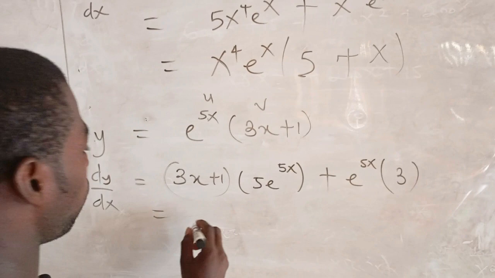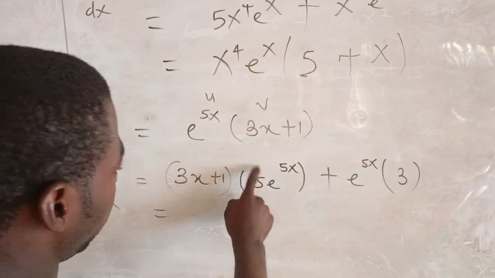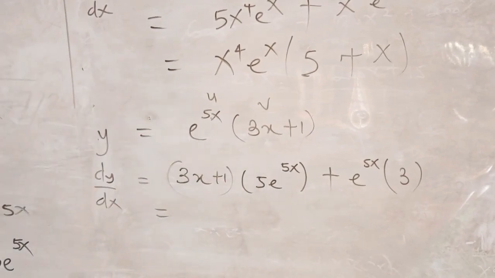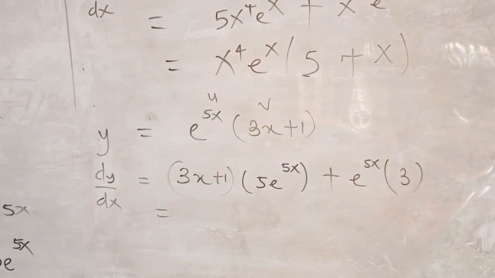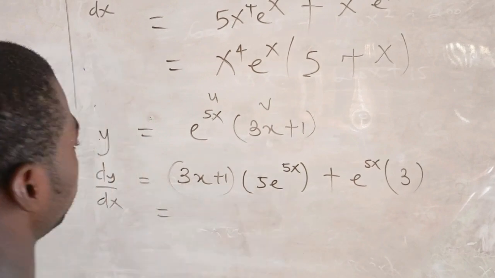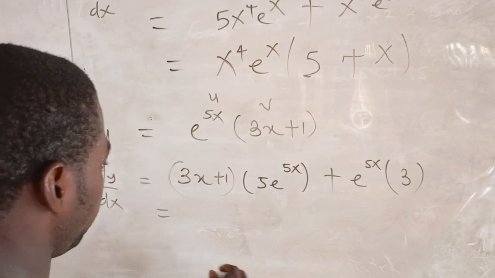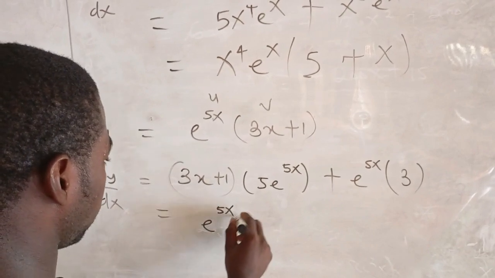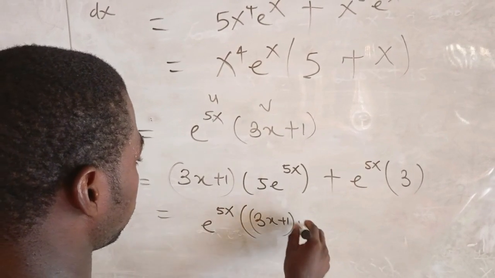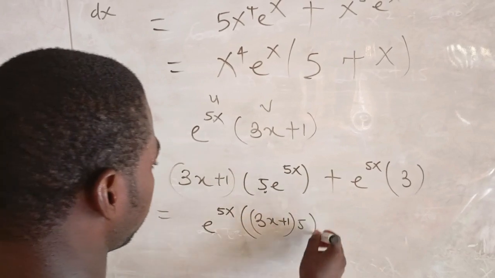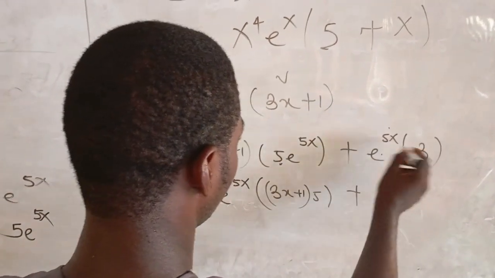So by expansion, using this to multiply, we have, okay, I think there is a better way we could do that. Yes, so we are bringing out e raised to the power of 5x, since it's here and it's here. So if we do that, we have e raised to the power of 5x into 3x plus 1 times 5 is still here, plus 3. When we bring out e raised to the power of 5x, we'll be left with just 3 here.